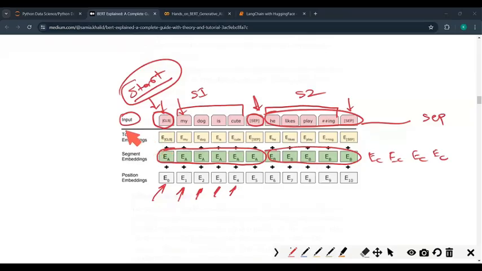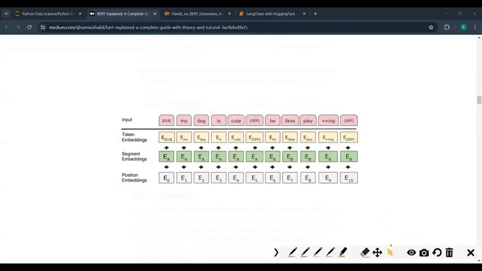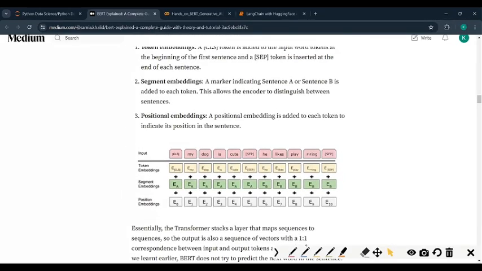So overall, you see there are three embeddings being done. Take our words, convert them into vectors. These are the token embeddings. Then do the segment embedding, plus add the position embedding. When these three types of embeddings are done, your data is ready to be given to BERT. So: token embedding, segment embedding, positional embedding.